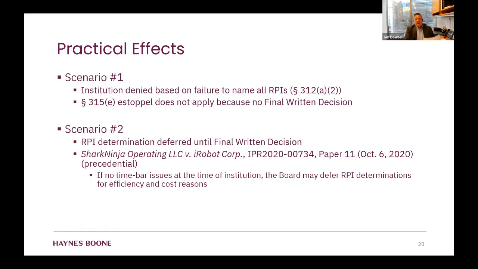We have, however, Shark Ninja, which is basically where the board is kicking the can down the road and saying, you know what, we're going to hear this RPI issue in the instituted trial. And most likely, if you have an instituted trial, you're going to get a final written decision, assuming the parties don't settle. And there will be an RPI determination, and that is now deferred until the final written decision. So we're kicking the can down the road, and even though you might not have had an adverse RPI determination in an institution decision, and even though estoppel might not apply, now it gets extended because Shark Ninja says we'll wait until the final written decision to decide this. We go to the next slide, please, Angela.